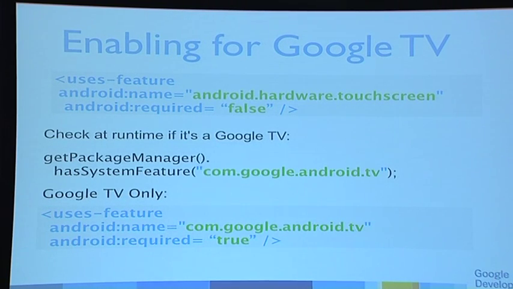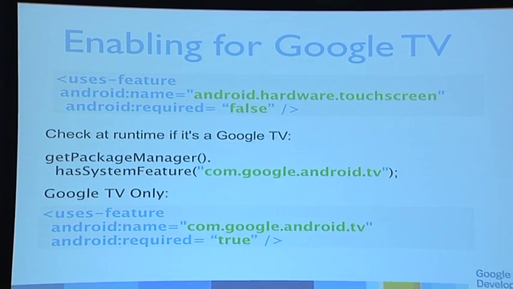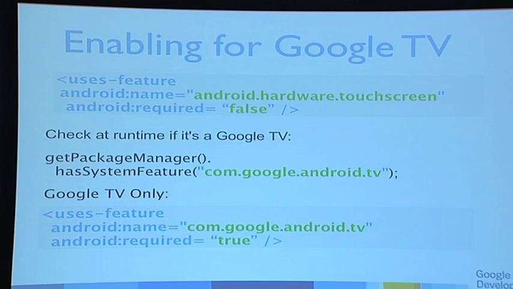The other thing is, if you want to only show up on Google TV in Android market, you can add a dependency to the com.google.android.tv feature, and if that is required, then your app will not show up on any other device. It will not show up on mobile devices. And if you want to, at runtime, figure out if you're running on a tablet or a Google TV, you can just use the package manager and query for the feature.